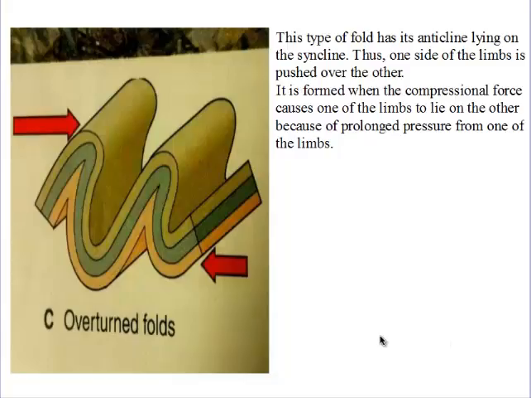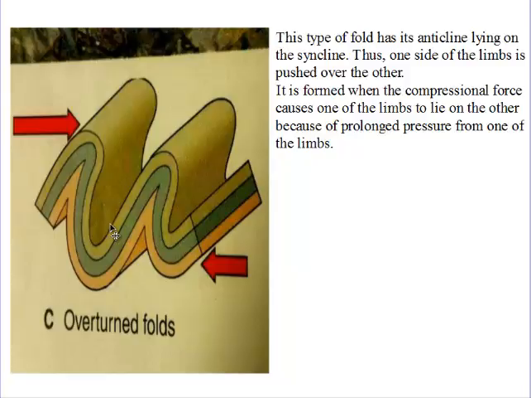The third type of fold mountain is termed as the overturned folds. This type of fold has its anticline lying on the syncline. So when we have a fold mountain whose anticline is lying on the syncline, it is known as the overturned folds. Thus, one side of the limbs is pushed over the other.